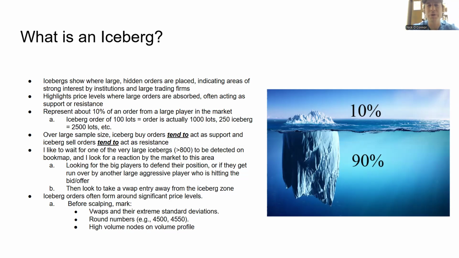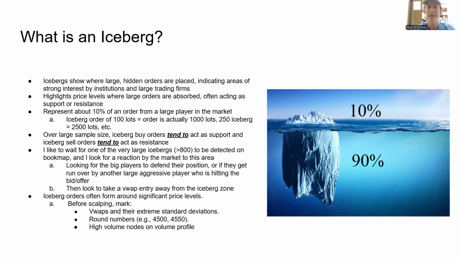An iceberg order, when you see it on Bookmap, typically represents about 10% of an order from a big player, the smart money. So an iceberg of 100 is actually like a 1,000 lot order. A 250 iceberg is 2,500 lots, et cetera. Over a large sample size, these orders tend to act as support, the buy iceberg orders, and the sell orders tend to act as resistance.